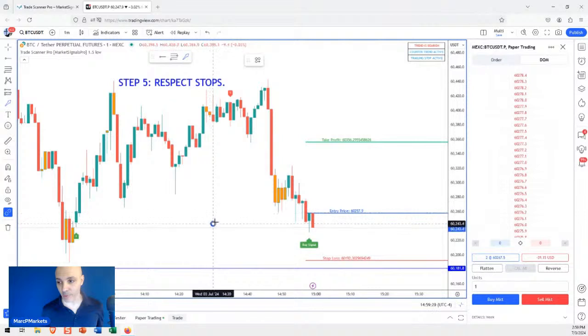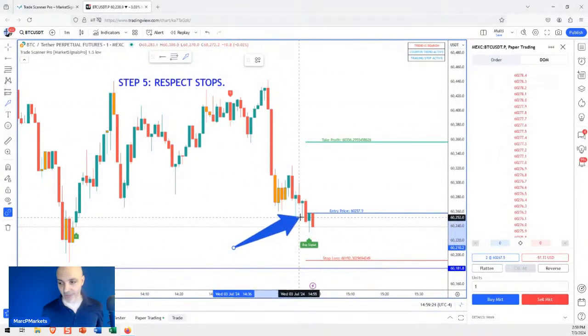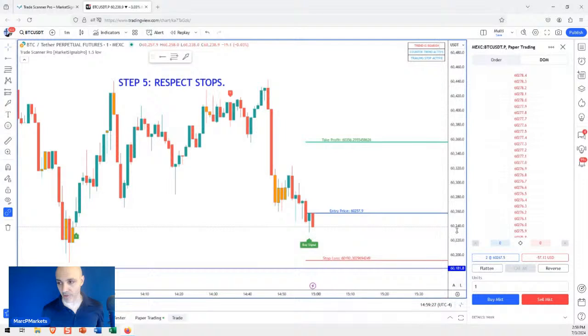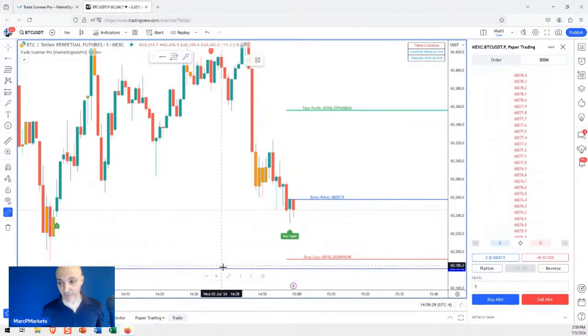Now notice I had some warning. It took some time, like 5 minutes, and I got the signal. Now, keep in mind, on a 1-minute chart, especially this time of day, it's almost 4 o'clock.